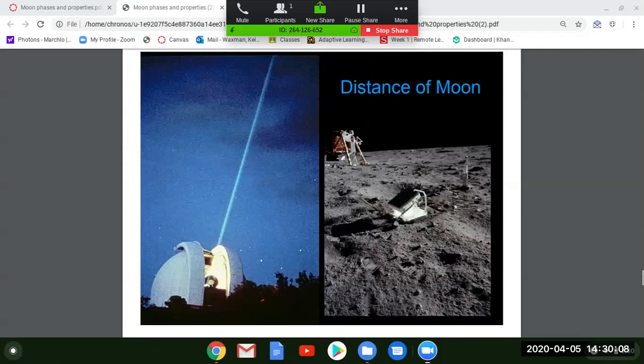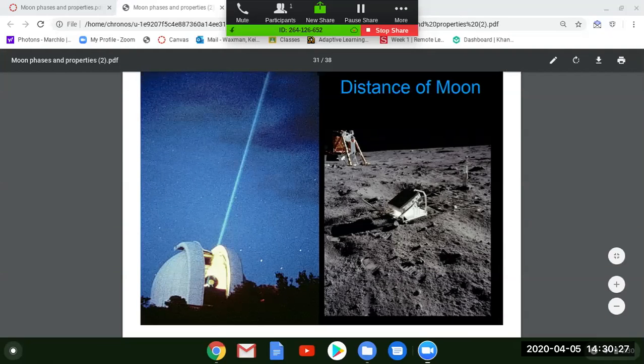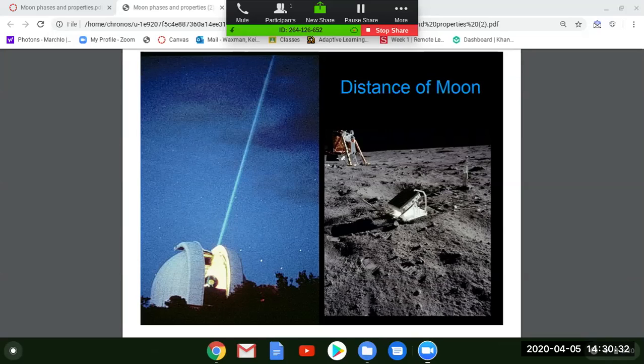Distance of the moon. The best way we've figured out how far away the moon is is by taking a reflector to the moon with the Apollo 11 astronauts. We shine a laser beam at the moon. Now, by the time the laser beam gets to the moon, the laser beam is wide. I mean, it's hundreds and hundreds of miles wide. It's probably wider than actually the whole moon itself. But a little bit of the light hits the reflector and then reflects back to the Earth.